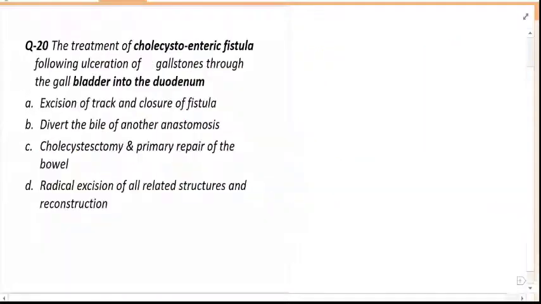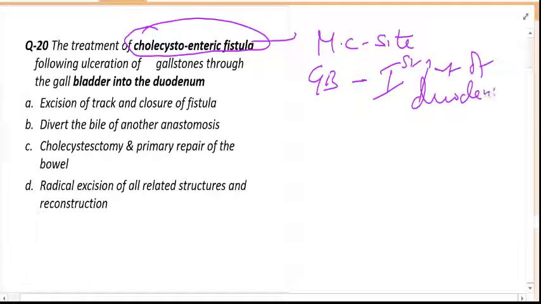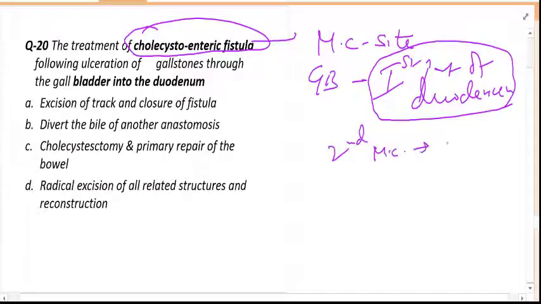Coming to the next question. Question number 20. The treatment of cholecystoenteric fistula following ulceration of gallstone through the gallbladder into the duodenum. See, cholecystoenteric fistula, if you see the most common site, cholecysto means gallbladder, with enteric, most commonly it is the first part of duodenum. This is one question. What is the most common site? It is the first part of duodenum. And the second most common site is transverse colon.